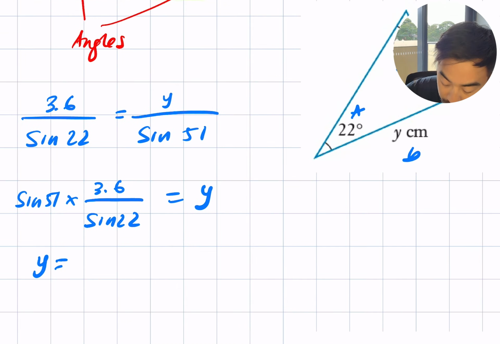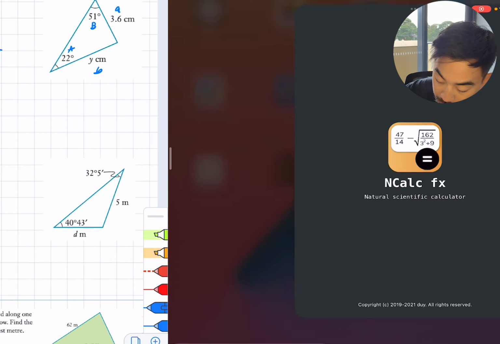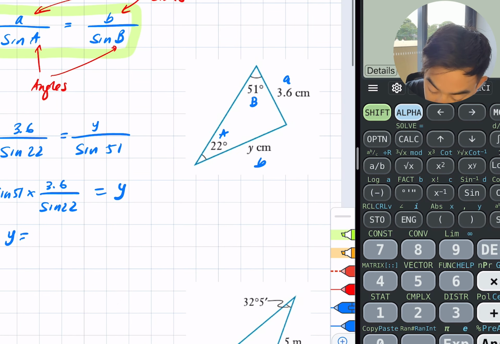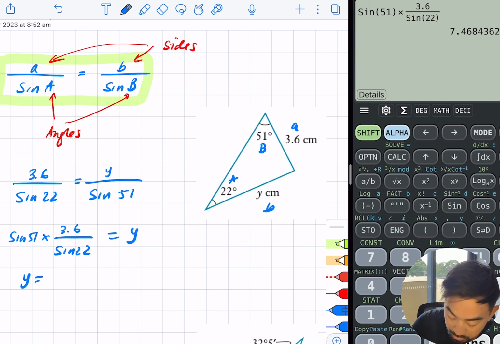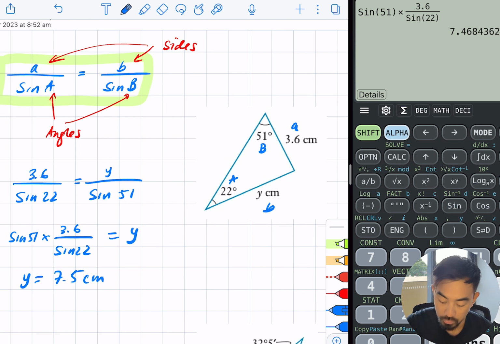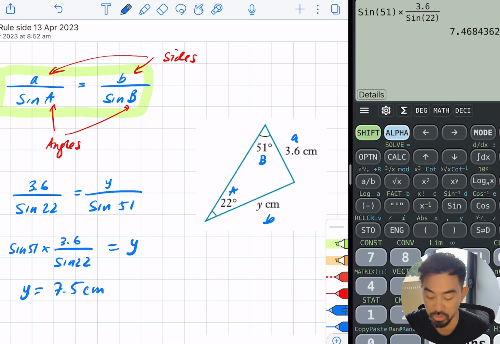Pop that in my calc. Okay, so sine 51 times 3.6 over sine 22. So your answer is 7.5 centimeters, let's just do one decimal place. Okay, so it's pretty straightforward. That's the only formula you really need to know for finding a side using the sine rule. But let's have a look at another example.